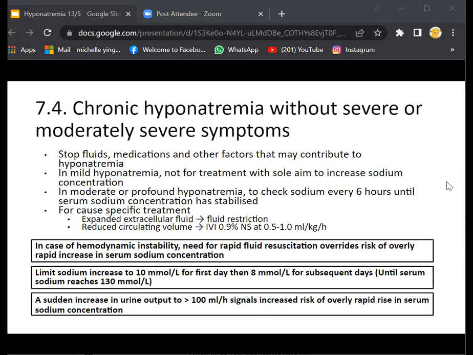In cases of hemodynamic instability, the need for rapid fluid resuscitation overrides the risk of overly rapid increase in serum sodium concentration. And a sudden increase in urine output to more than 100 milliliter per hour signals an increased risk of overly rapid rise in serum sodium concentration. So you should monitor the sodium concentration more frequently.